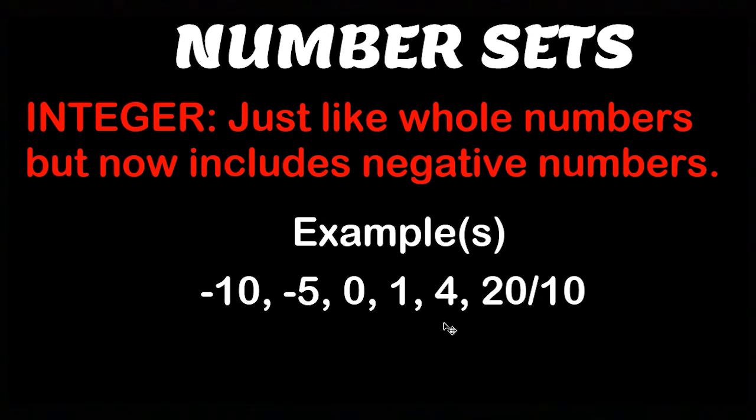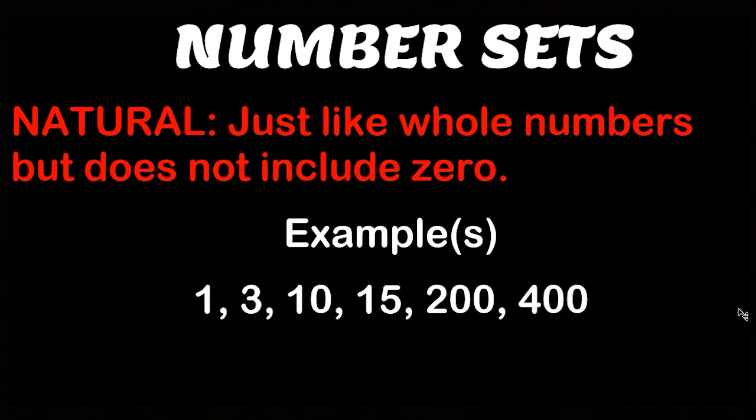That is an integer. Let's go on to the next example. So our next example is the natural number, and this is pretty straightforward. A natural number is just like a whole number. So again, positive numbers that are not decimals, right? But it does not include 0, whereas whole numbers do. That is the only difference, right? So whole numbers and natural numbers are pretty much the same thing.